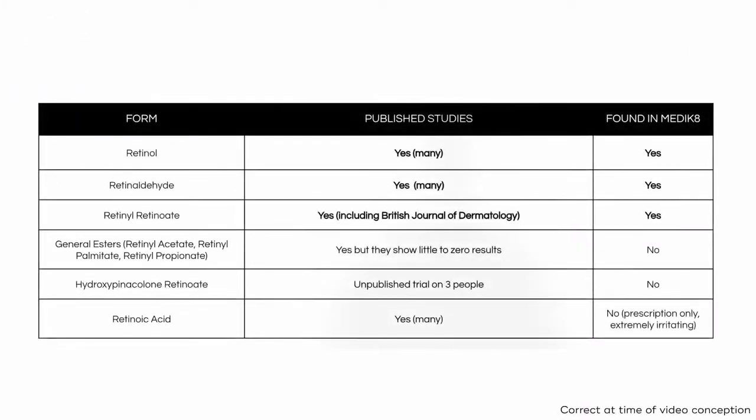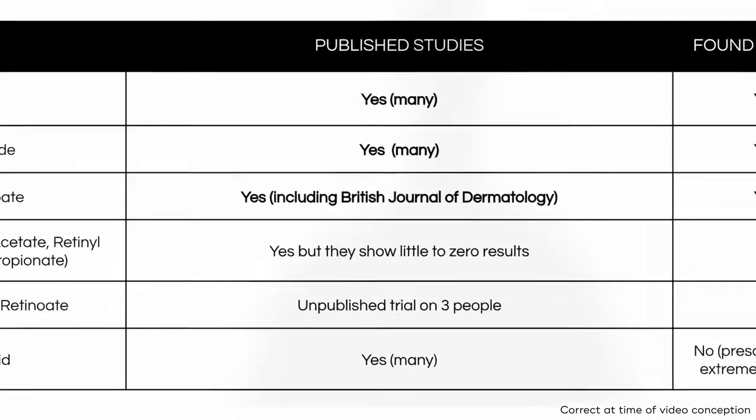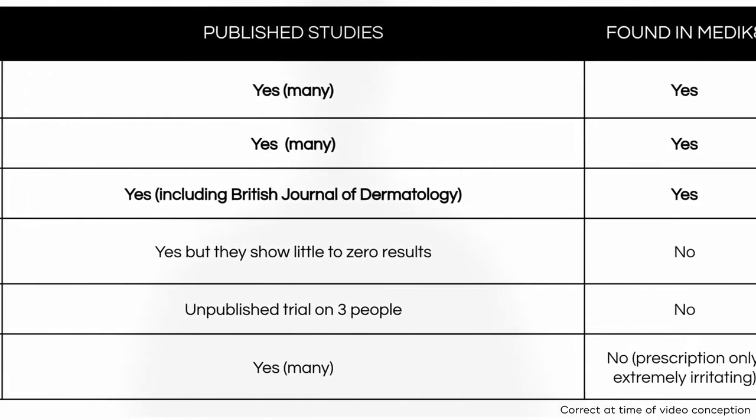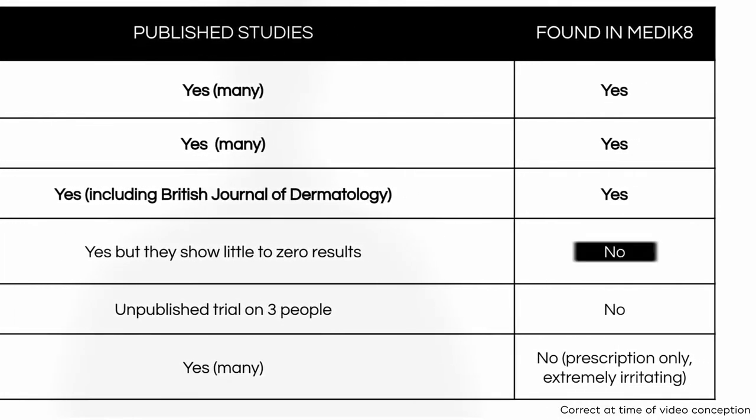As a science-based brand, we choose to only formulate with those vitamin A's that have published scientific data that prove they truly work. So at Medik8, we have selected the three forms of vitamin A which we consider to be the absolute best: retinol, retinaldehyde, and retinyl retinoate. Many brands use other vitamin A's like esters, but as you can see, they have very little evidence to show they work. And that's why they don't make it into our formulas.